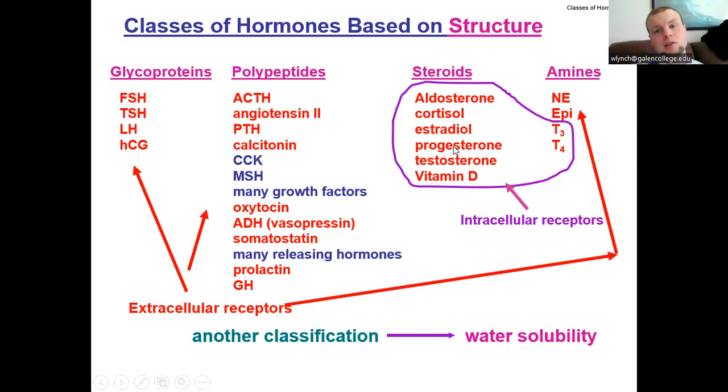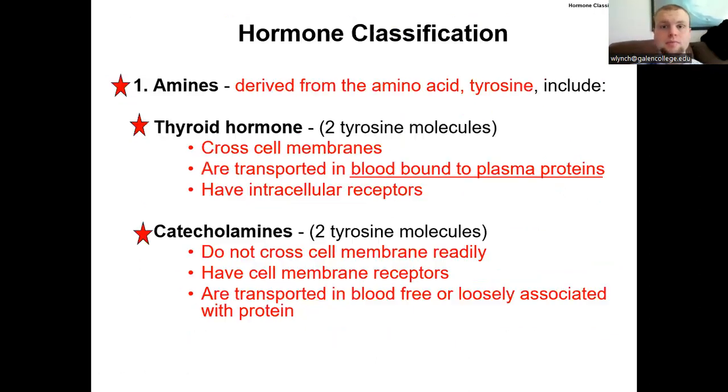Our steroid hormones based off of cholesterol. These are your traditional steroid hormones, sex hormones, things like estrogen, estradiol, progesterone, dihydroxytestosterone, testosterone, vitamin D. Our amine hormones, again, we have derivatives of tyrosine here, norepinephrine, epinephrine, and the thyroid hormones. Our first classification is going to be the amine hormones.